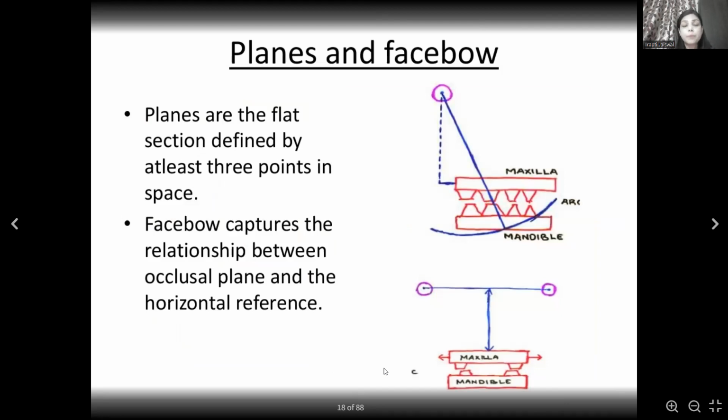See these planes and the facebow. Planes are flat sections defined by at least 3 points in space. Like, we will mark 3 points, then it will make a plane for us. So the facebow captures the relationship between the occlusal plane and the horizontal reference points. We mark the horizontal reference points on the patient's face using the patient's anatomical landmarks, and these one anterior and two posterior reference points give us a horizontal plane, and this plane of orientation helps us to orient the maxillary occlusal plane in the articulator.